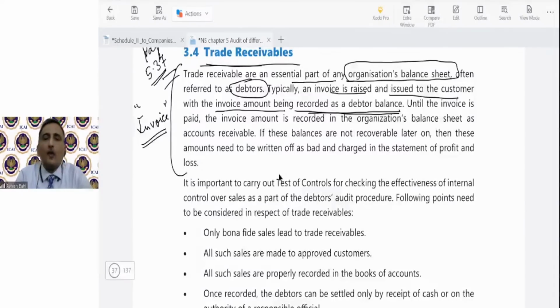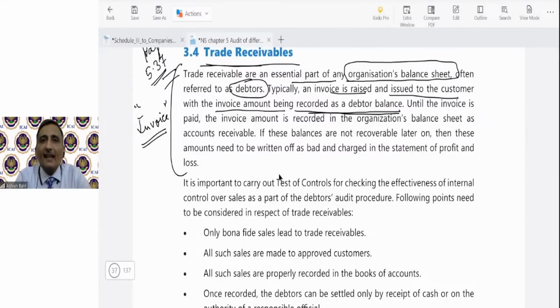So what are you going to verify in respect of trade receivables? All these different items of financial statements in this chapter, students, we shall be largely studying in the context of companies, in the context of the provisions of the Companies Act 2013, and the specific requirements of Schedule 3, Division 1 of the Companies Act 2013.